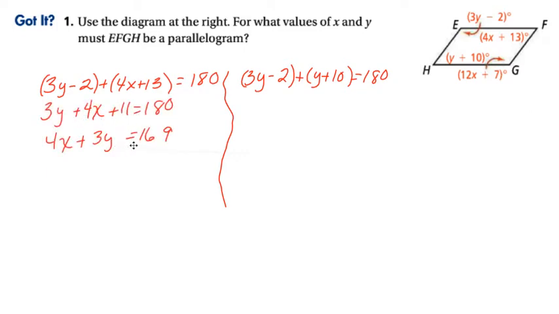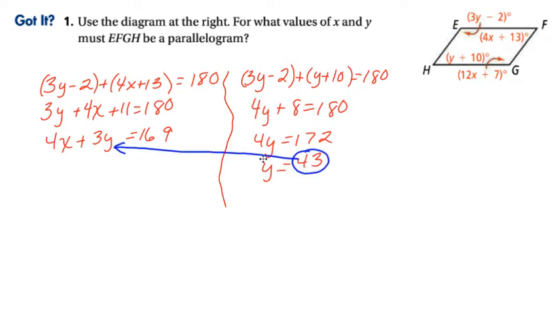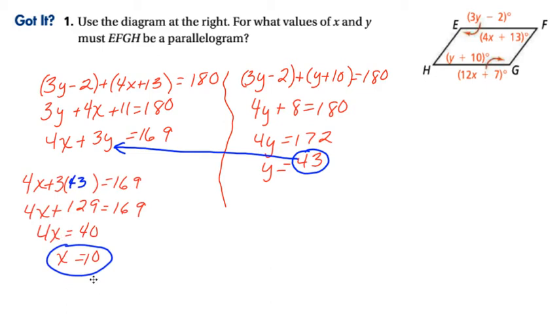If we combine the like terms, we get 4x plus 3y equals 169. And on the right-hand side, combining those, we can actually solve it for y, and we get y equals 43. Well, the next thing we can do is take y equals 43 and plug it into the left-hand side equation, and that will give us x equals 10. So in order for this to be a parallelogram, we must have x equal to 10 and y equal to 43.